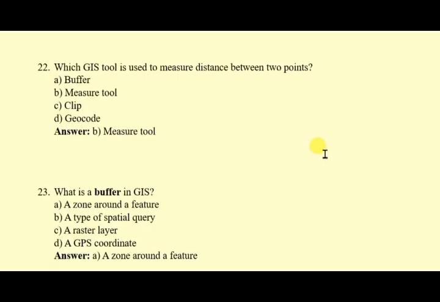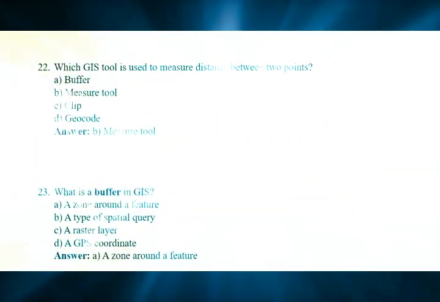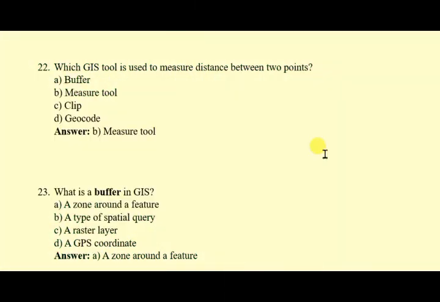Question 22. Which GIS tool is used to measure distance between 2 points? Buffer, measure tool, clip, geocode. Here the right answer will be measure tool.